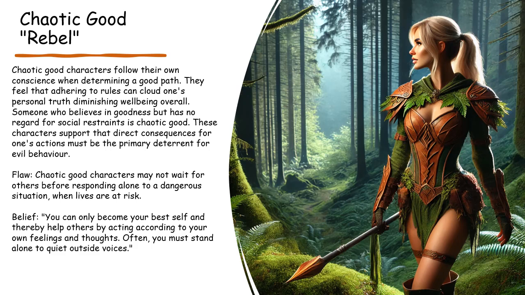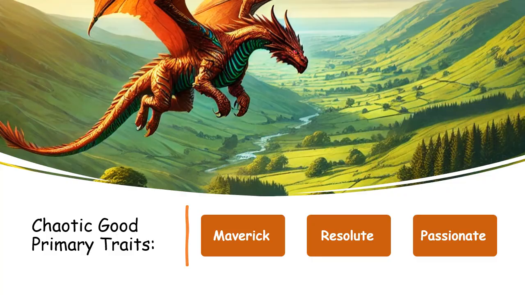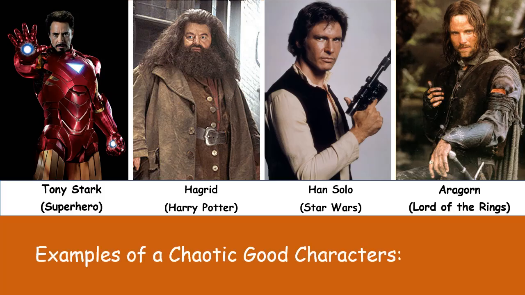Flaw: chaotic good characters may not wait for others before responding alone to a dangerous situation when lives are at risk. Belief: you can only become your best self and thereby help others by acting according to your own feelings and thoughts. Often, you must stand alone to quiet outside voices. Chaotic good primary traits are maverick, resolute, and passionate. Examples of chaotic good characters are Tony Stark, Hagrid, Han Solo, and Aragorn.